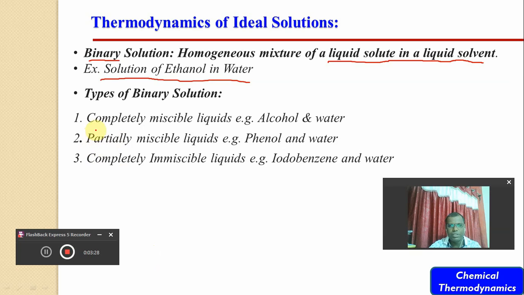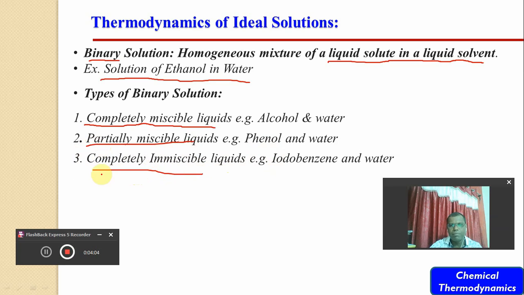The first type is called the completely miscible liquid solution, in which the two liquids are completely miscible with one another. The second type is called partially miscible liquids. Here both are liquids, but these two liquids are not completely miscible. They are incompletely or partially miscible with one another. And the third type is called completely immiscible liquids. Here the two liquids are not miscible, they are completely immiscible with one another.